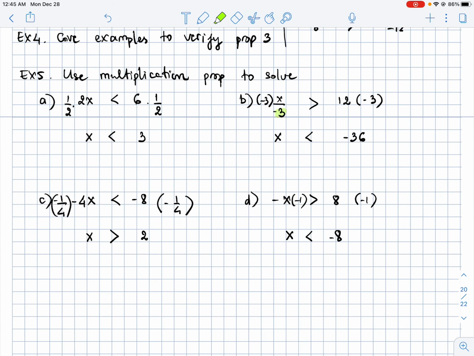For this problem, part B, we multiply by -3. Part C, we multiply by -1/4. Part D, we multiply by -1. We switch for part B, part C, and part D the inequality because we multiply by a negative number. In part A, we multiply by a positive number. We keep the same inequality. We did not switch.